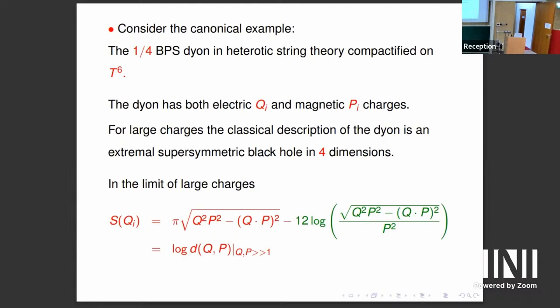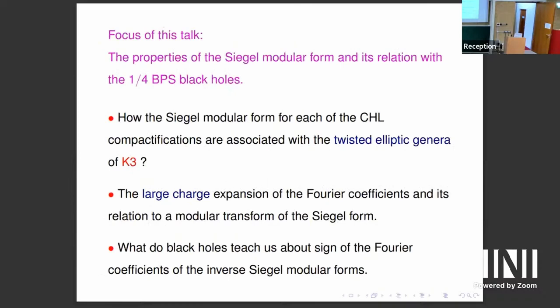Now, the focus of this talk. That's just a preview. The focus of this talk will be basically the properties of the Siegel modular form and its relation to the quadratic Pierce black hole, because that's the theme of the meeting itself. So how does one construct the Siegel modular form for each CHL compactification, or each of these orbifold compactifications? It's related intimately to something called the twisted elliptic genera. That'll be the first part of the talk.